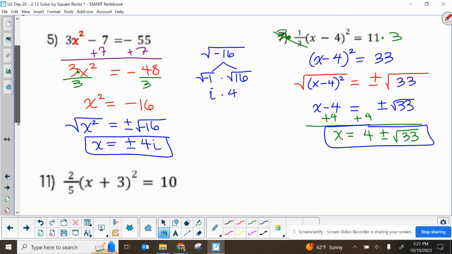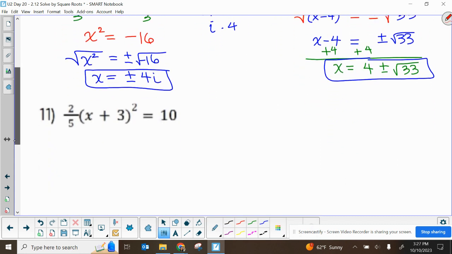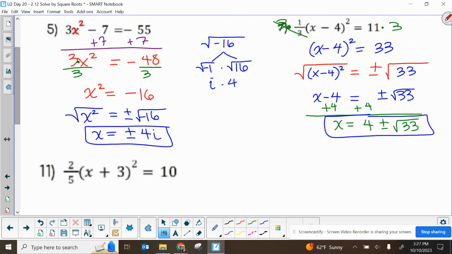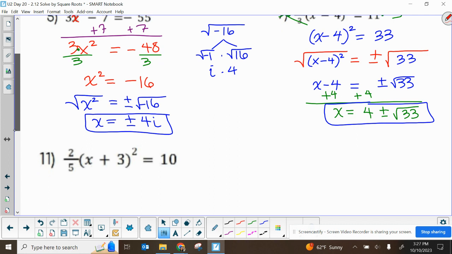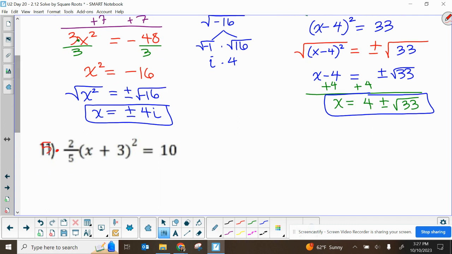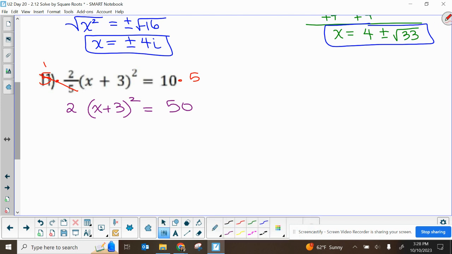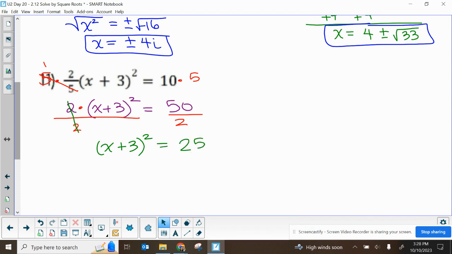Okay, then for this one, I have another fraction. I can get rid of the fraction by either multiplying by the denominator, like I did with number 7, or multiplying by the reciprocal. So if I multiply by just the denominator, then those cross out to 1, and I'm left with 2 outside of the x plus 3 quantity squared, and 50 on the right side. This is, again, multiplication, so I'm going to divide to get my squared term alone. I could have also just multiplied by 5 over 2 to get rid of the whole fraction all at once. And then that gives me x plus 3 quantity squared equals 25.